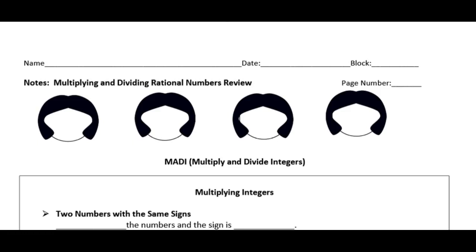Today we're going to be looking at multiplying and dividing rational numbers. This is a review, so you should be familiar with this material. Starting by looking at our rules for integers with multiplying and dividing.